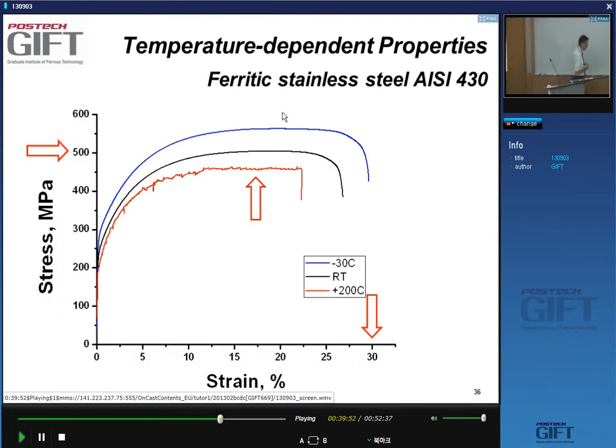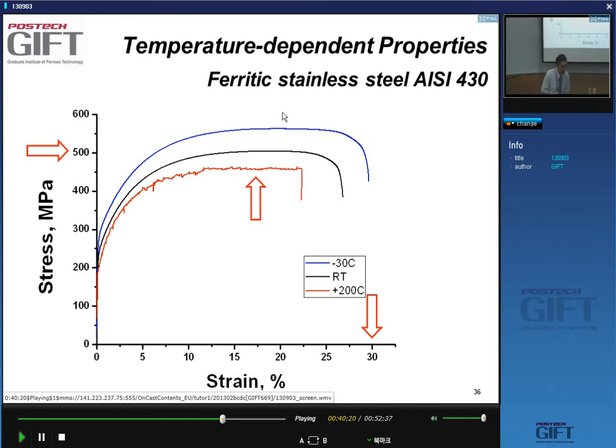They are depending on, for instance, the temperature. You change the temperature at which you do the test, you change the properties that you measure. This is an example here for a ferritic stainless steel. It's nothing very special in terms of microstructure, but even that steel has a stress strain curve which changes a lot when you change the temperature.